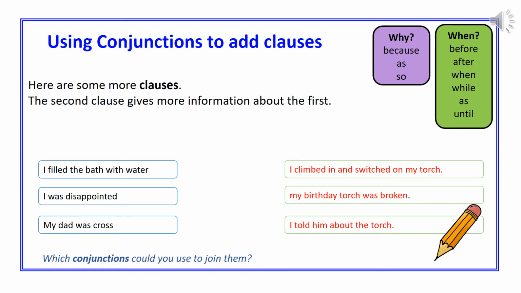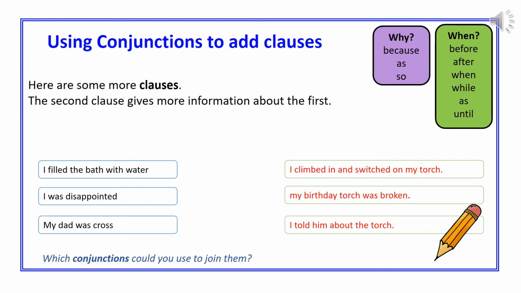Here are some more examples of using subordinate clauses. Now, they haven't been filled in the middle yet with a conjunction. The sentences in the red are the subordinate clauses, and they don't make much sense on their own. Which conjunctions could you use to join them to the first part of the sentence? You have some conjunctions in the purple box and the green box. So purple is why, and the green box is when. So let's read the sentences.